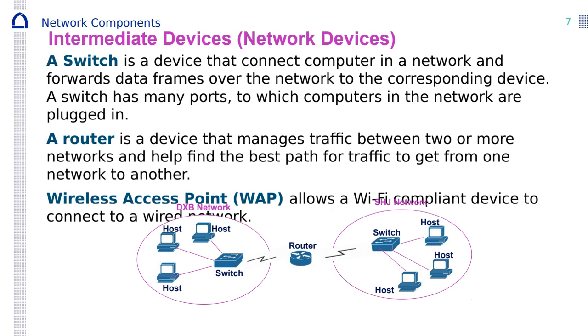A router is a device that manages the traffic between two or more networks. So you go from network to network, different networks, or to the internet, through the router. Wireless access points allow Wi-Fi compliant devices to connect to a wired network. You see the router here? It is connecting different networks. This is one network, and this is the second network.